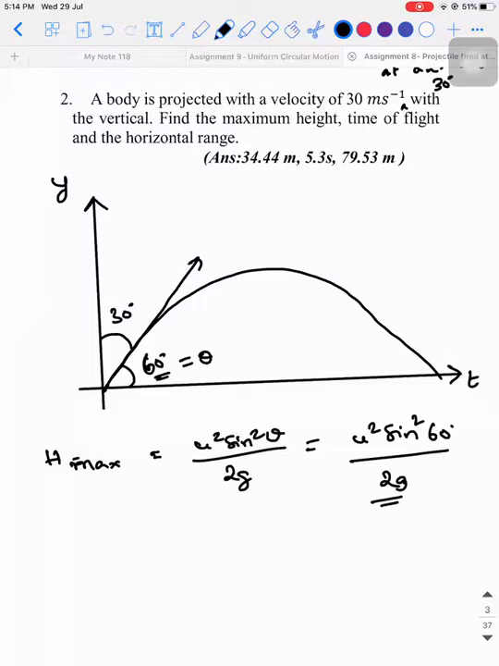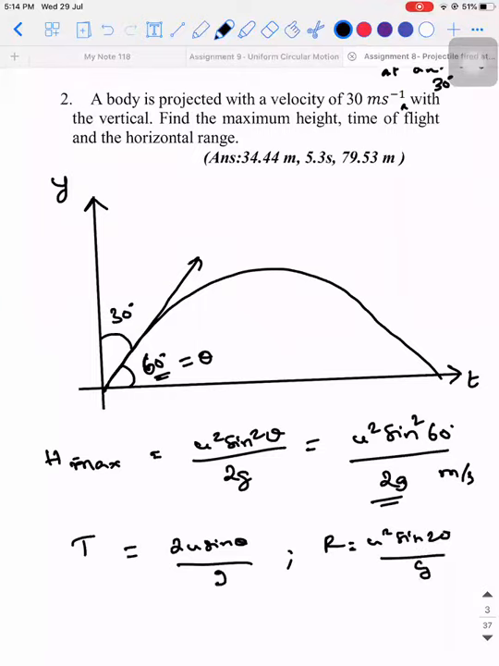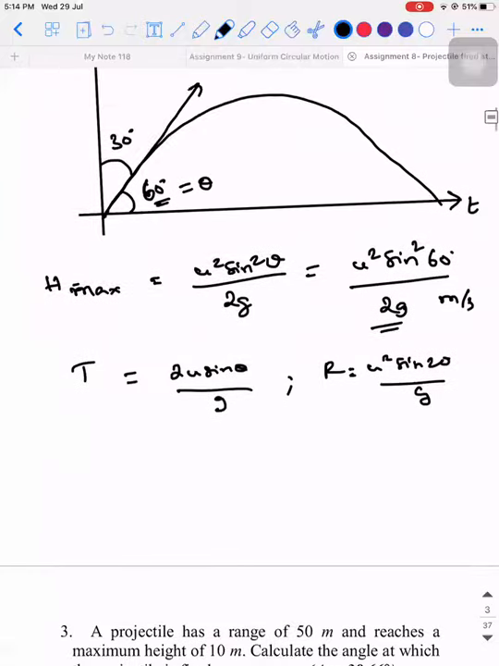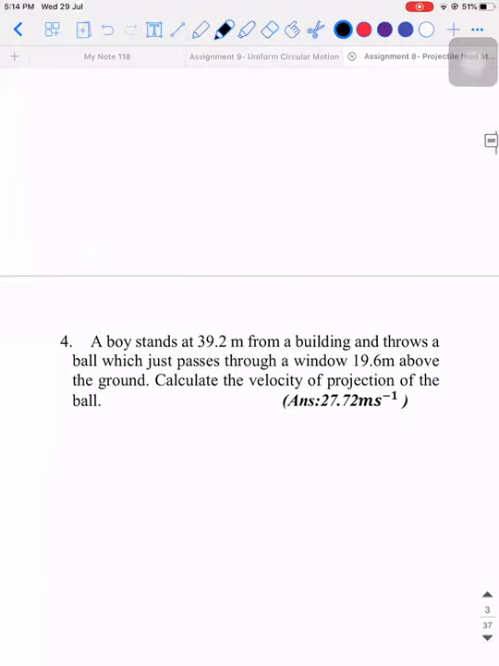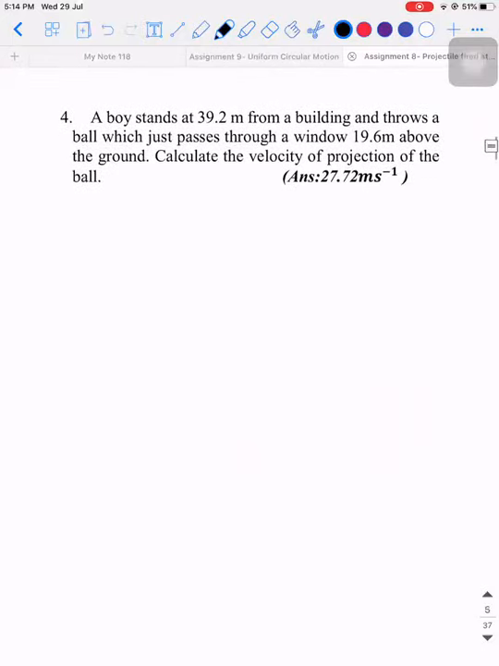So these many meters per second. Similarly, time of flight is 2u sine theta by g, and the horizontal range is u square sine 2 theta by g. Next problem. Fourth one, sir. There is a boy who stands at 39.2 meters from a building and throws a ball which just passes through the window 19.6.